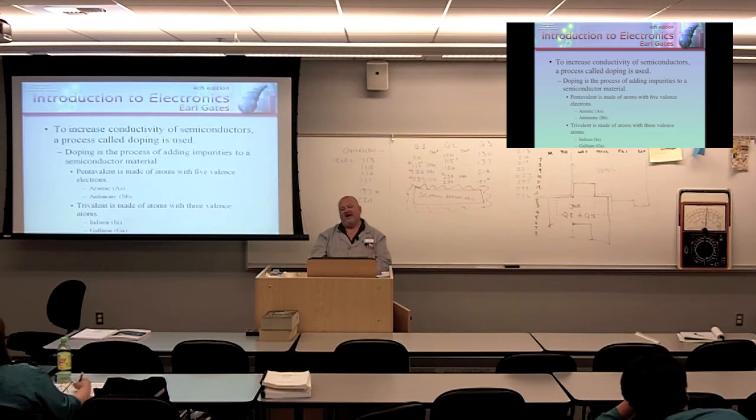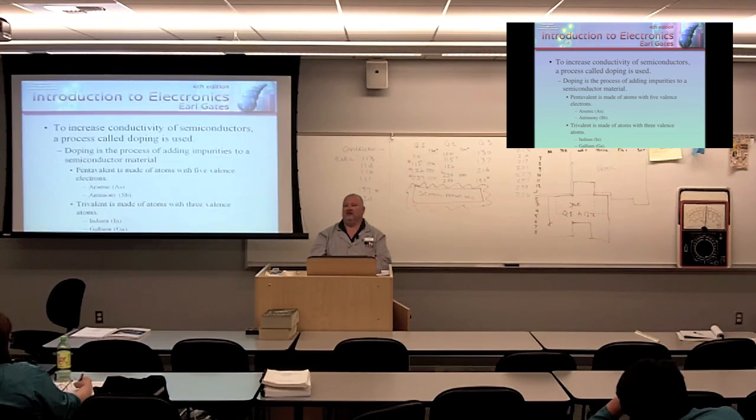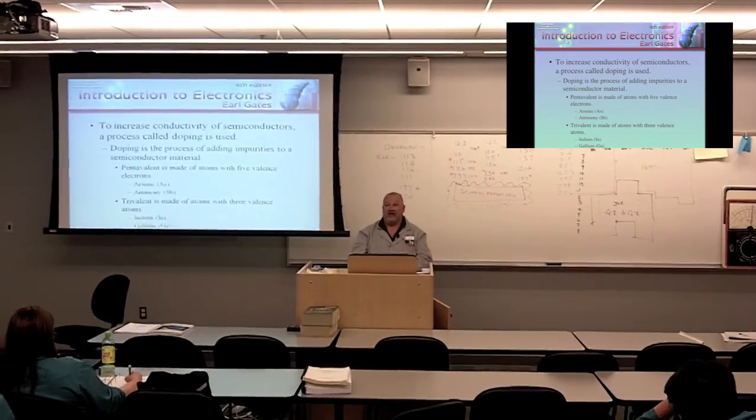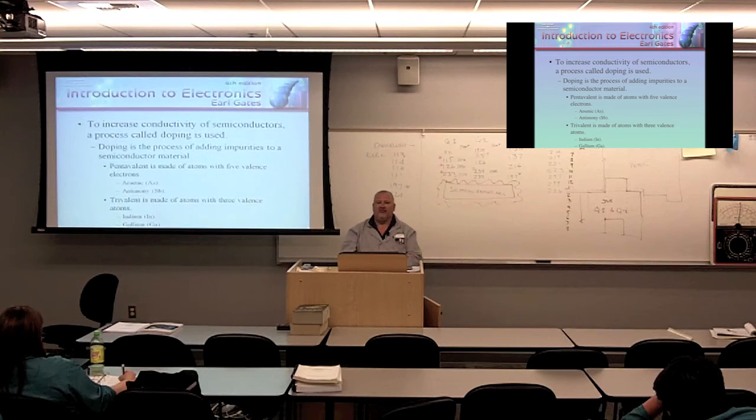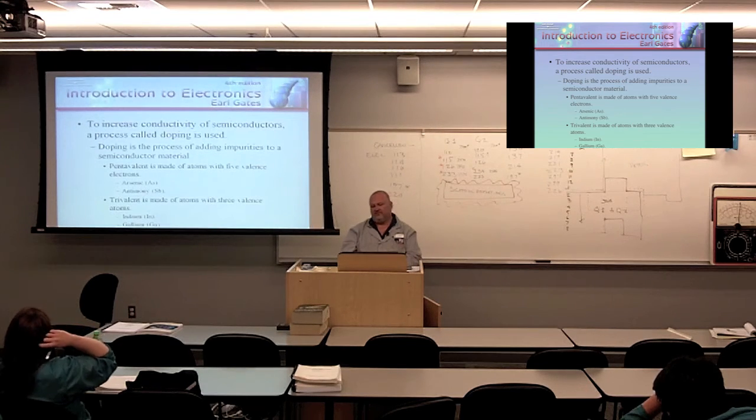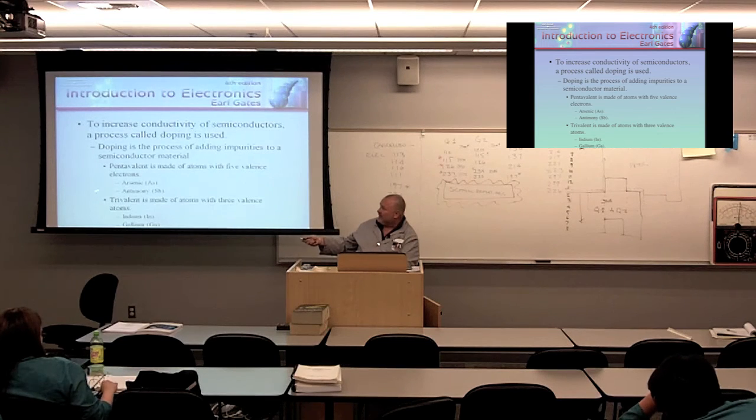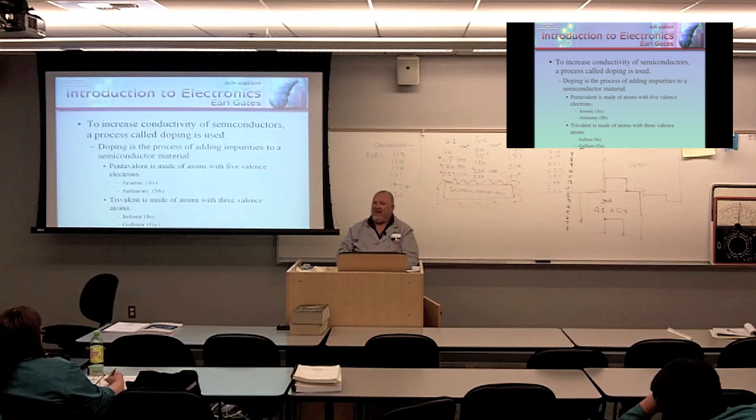Doping is the process of adding impurities to a semiconductor material. Not just adding impurities for the sake of adding impurities, but adding specific impurities to change their behavior. Now, we're going to really use two different classes of materials as dopants. One of the classes is going to be called a pentavalent dopant, and the other is going to be called a trivalent dopant. Now, pentavalent, penta means 5, like a pentagram, penta meaning 5.